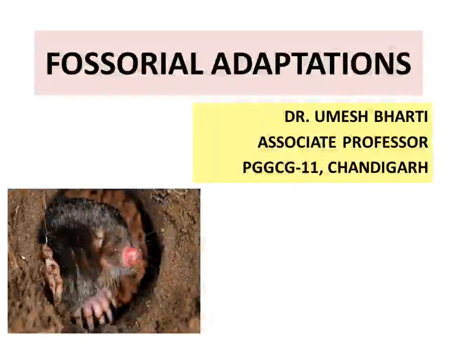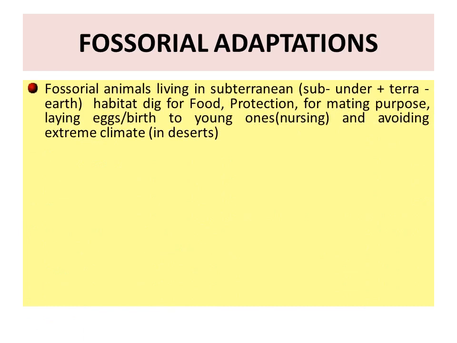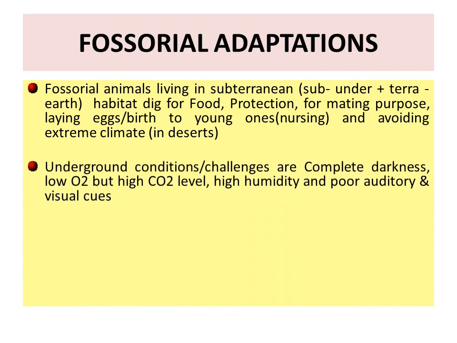Hello, good morning students. Today we'll discuss fossorial adaptations. Fossorial adaptations are shown by underground animals, or those which are living subterranean. Basically, fossorial adaptations help the individual to get food. It is for protection, for mating purposes, for laying eggs, for giving birth to the young ones, and for avoiding the extreme climate.